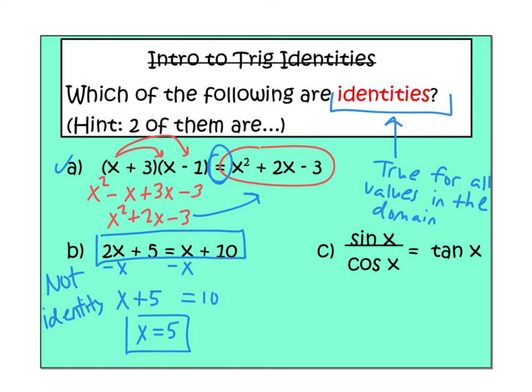And then part C, sine x over cosine x equals tangent x. That's going to be true for all x values for which it is defined. For sine and cosine, they're always defined. Tangent does have some restrictions, basically whenever cosine is 0. But that's going to be true, so that is actually an identity, and that's an example of a trig identity.